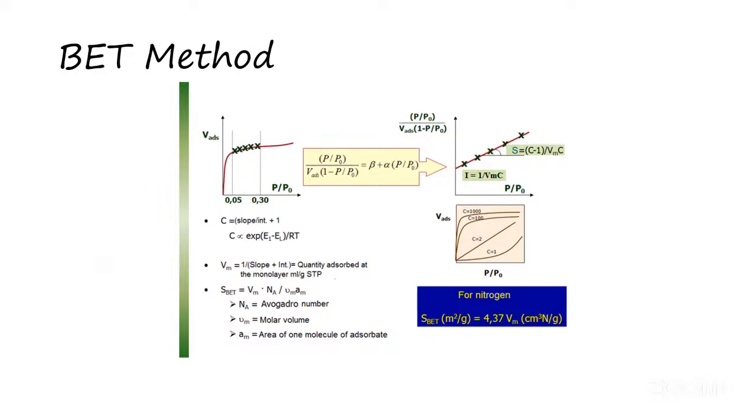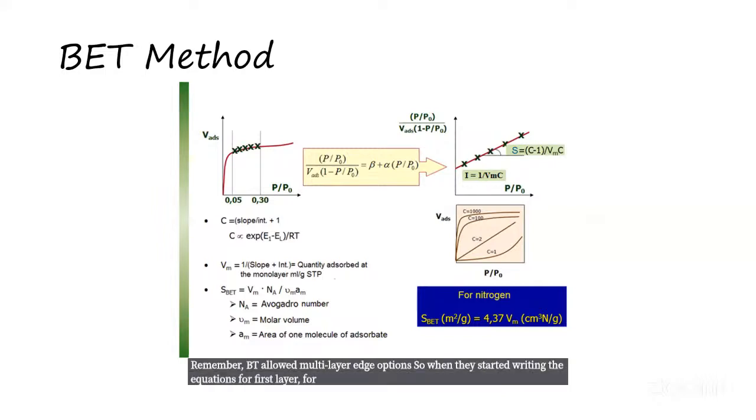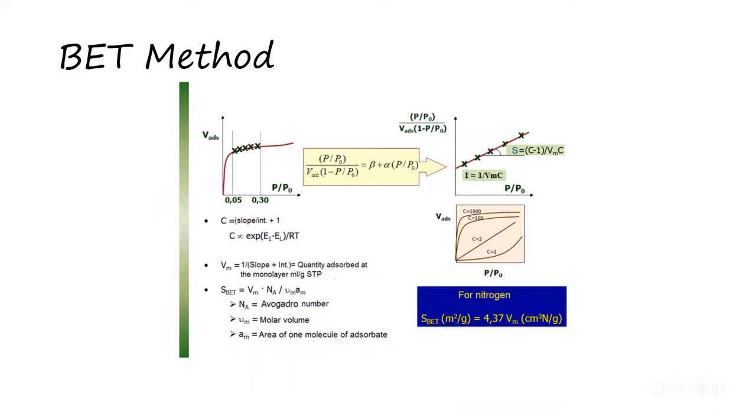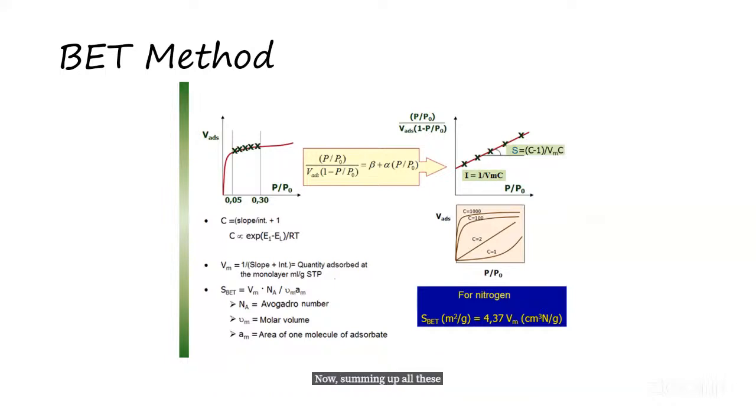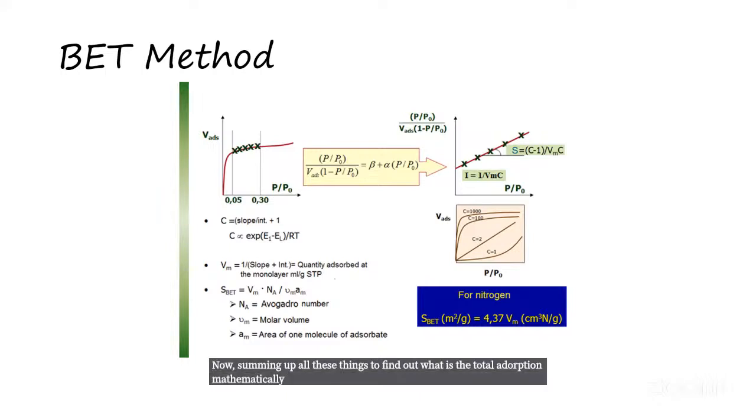A constant C is quite important. Okay, a constant C is very important, which is an indication of the energy of adsorption. Remember, BET allowed multi-layer adsorptions. So when they started writing the equations for first layer, for second layer, for third layer, in each layer, this energy came into the equation. Now, summing up all these things to find out what is the total adsorption mathematically became an impossible task.